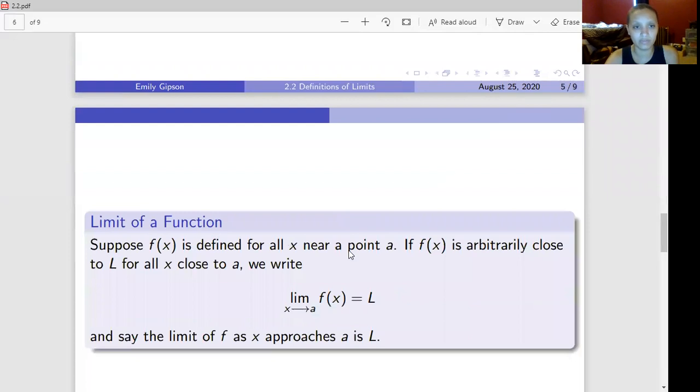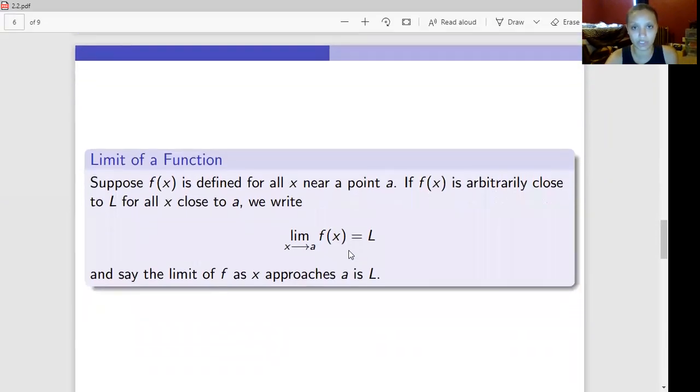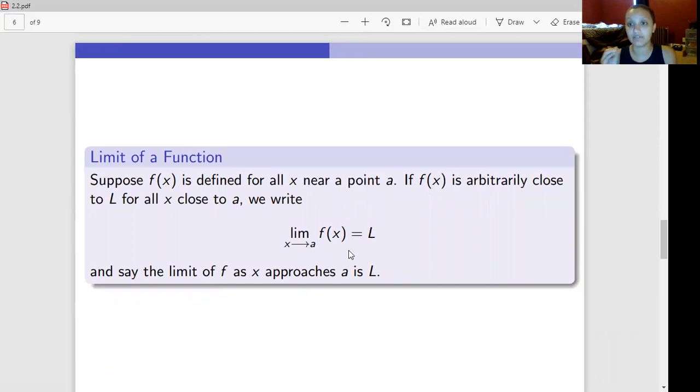So now that we remember what a function is, let's talk about taking the limit of a function. Finding the limit of a function is fundamentally different than evaluating the function, and you'll see exactly what this means when we get to our example. So suppose f of x, our function, is defined for all values of x near some point a. I pick an a on my x number line, and either to the left or the right of a, I've got values and my function exists there. If f of x is arbitrarily close to L for all x close to a, we say that the limit of f as x approaches a is L.